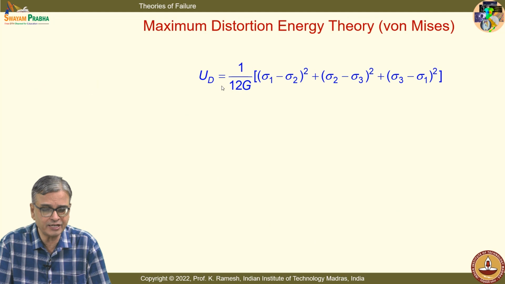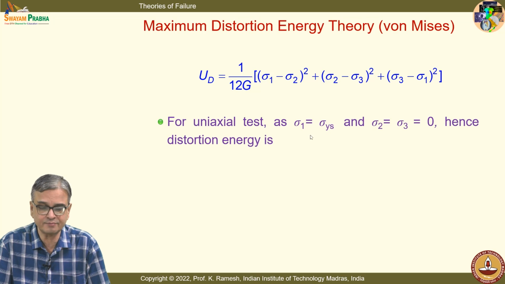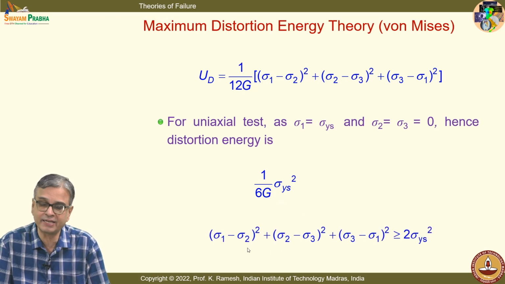So, the distortion energy is now given a sensible symbol, UD. I have this as 1 by 12 G, sigma 1 minus sigma 2 whole square, plus sigma 2 minus sigma 3 whole square, plus sigma 3 minus sigma 1 whole square. For the uniaxial test, sigma 1 equals sigma ys, and sigma 2 and sigma 3 are 0. When you substitute this, the critical value becomes 1 by 6 G sigma ys square. So, I have this as sigma 1 minus sigma 2 whole square plus sigma 2 minus sigma 3 whole square plus sigma 3 minus sigma 1 whole square greater than or equal to 2 sigma ys square.